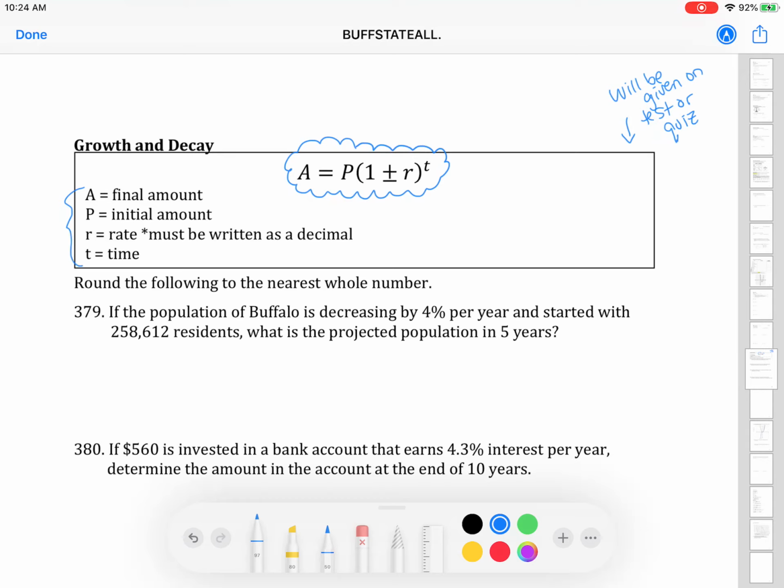But this one's extra special because I'm giving you all of this too. So you are going to be given the formula, which we'll talk about in a minute, and you're going to be given what each of the variables stands for. So A stands for your final amount, P stands for your initial amount, which is also known as your starting amount.